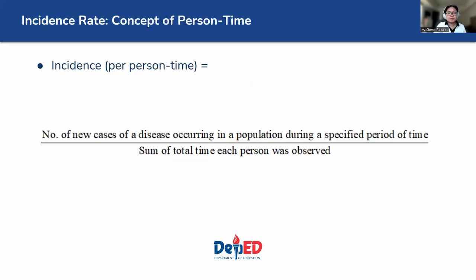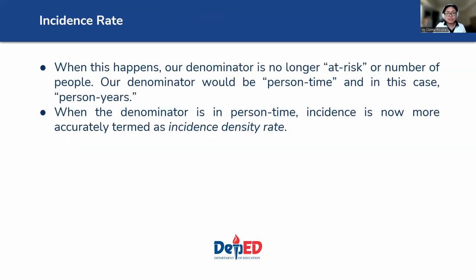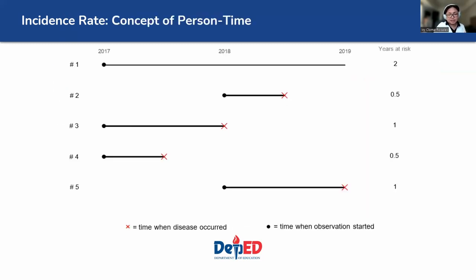So the incidence rate, or density rate, or per person time, is computed as the number of new cases of a disease occurring in a population during a specified period of time divided by the sum of total time each person was observed. So when this happens, our denominator is no longer the number of people at risk. It would be person time, and in this case, person years. So when the denominator is in person time, incidence is more accurately termed incidence density rate.